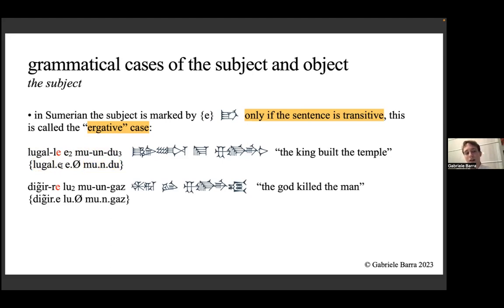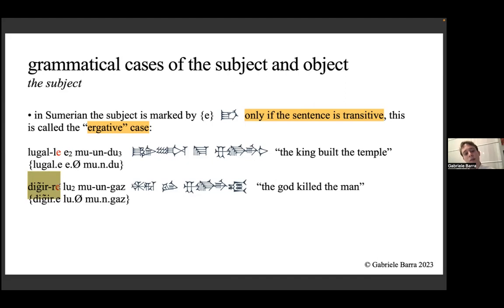Lugal e. Why do we have the e, the ergative e? Because we have the direct object. If we didn't have it, if we had the king is in the temple, then the king would not be marked by the ergative.